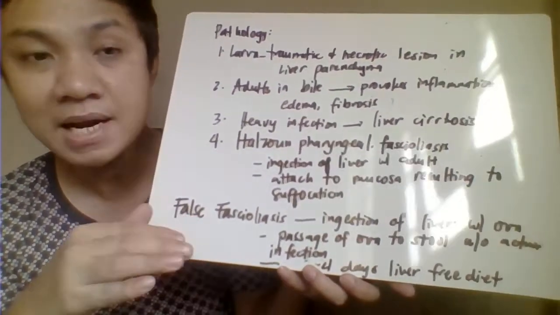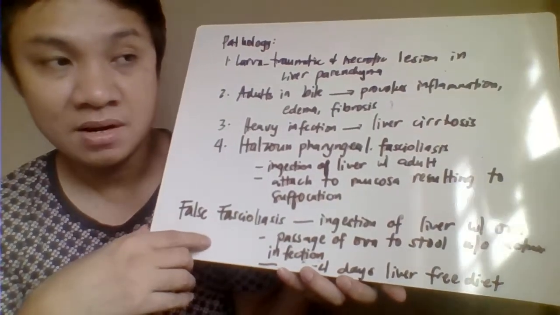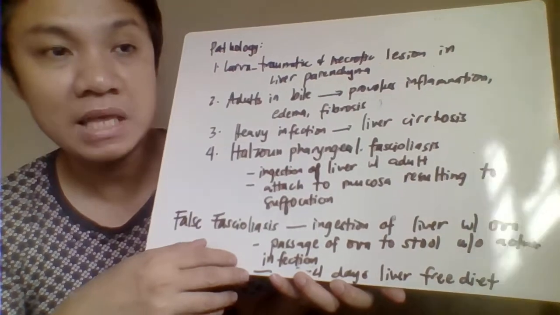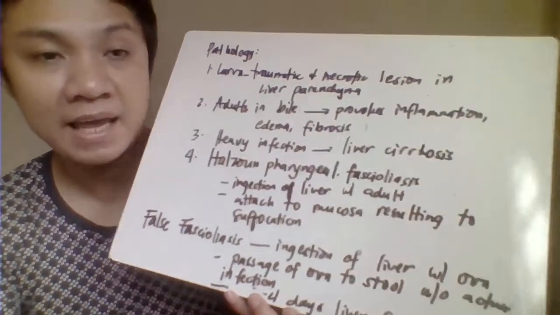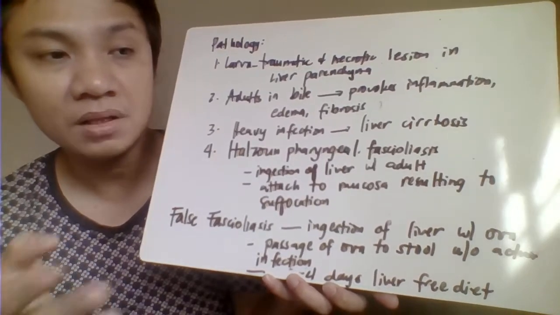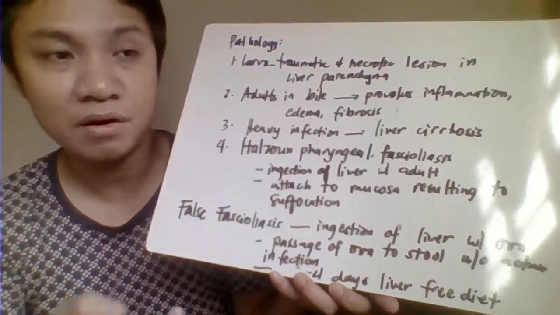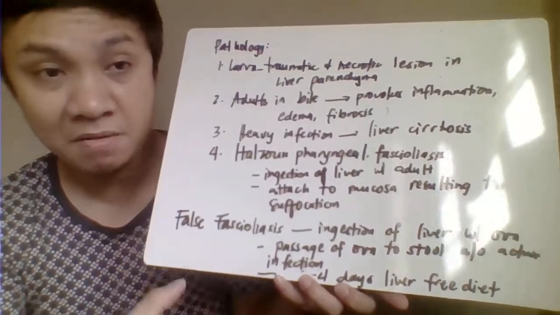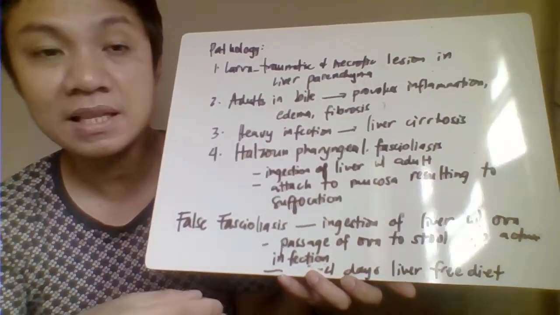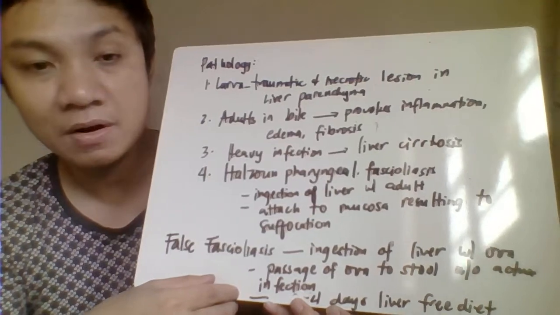So to clear the presence of false fascioliasis, your patient should be given 3 to 4 days of a liver-free diet. So when the ova disappears from the patient's stool, it would signify that the cause of the presence of ova is the ingestion of liver containing the ova, and the patient is not actually infected by Fasciola hepatica.